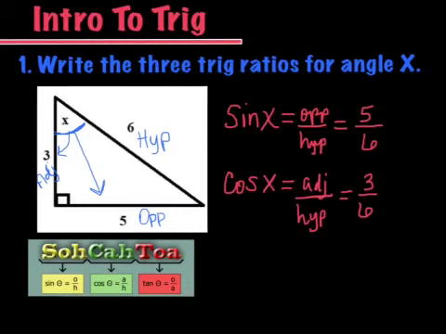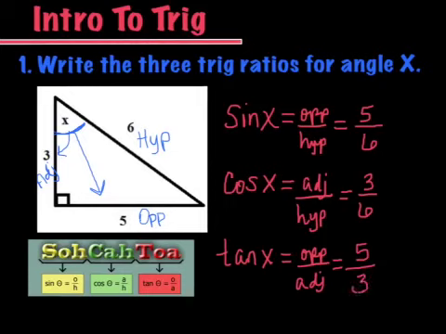Okay, next thing is tangent of X. Well, tangent is opposite over adjacent. So, opposite over adjacent. The opposite side is 5, and the adjacent side is 3. So those are all three of our trig ratios.